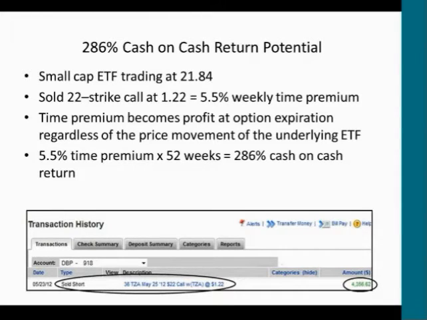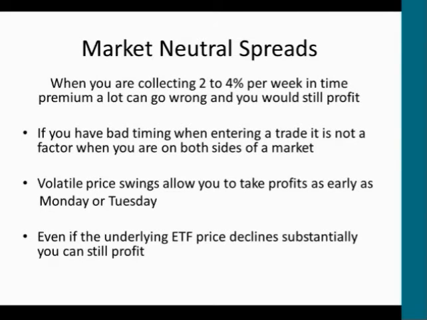So if I have $2,200 invested in this ETF, I'm going to collect over $4,400, closer to $5,000 in cash on my $2,200 investment. That just shows you how much you can collect over the course of a year with these weekly options. So if you're collecting 2 to 4% per week in time premium, a lot can go wrong, and you'd still show a profit.